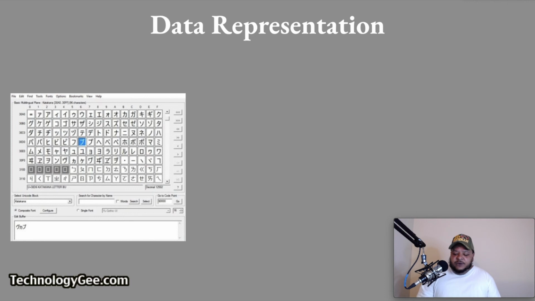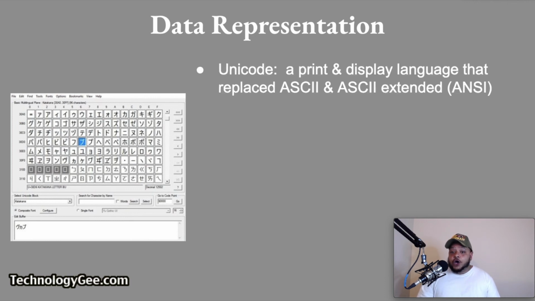And finally, we get to Unicode. Basically, Unicode has replaced ASCII and ANSI, which is ASCII extended. And it has replaced them with a print and display language known as Unicode.